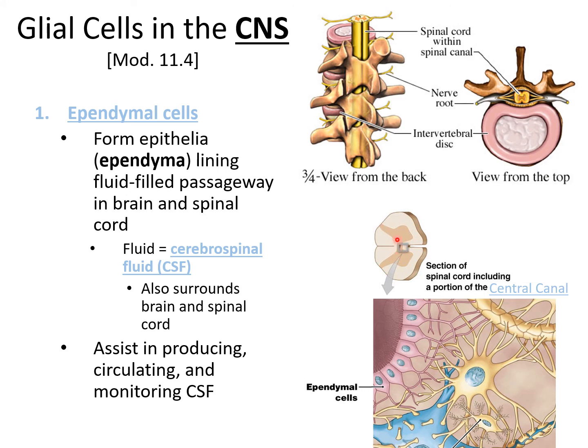There is a canal called the central canal. And this is lined by ependymal cells. The ependymal cells essentially create a current. Here we can see their little cilia, and they're going to wash the CSF up and down that central canal, essentially helping to deliver nutrients, creating buoyancy, pulling wastes out of the nervous tissue. So again, these ependymal cells assist in producing, circulating, as well as monitoring the cerebrospinal fluid.